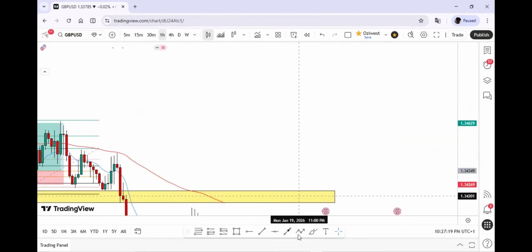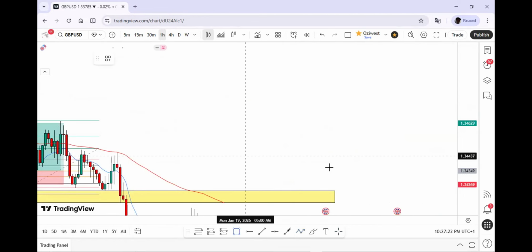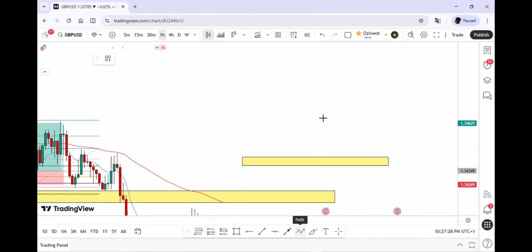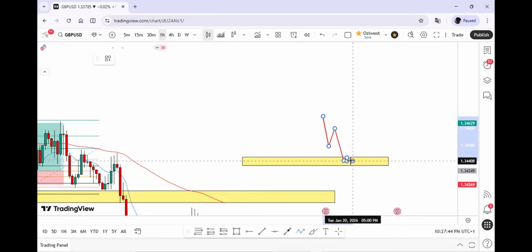So I waited for price to get to a 4-hour level of support from a downtrend. Price got to a 4-hour level of support, started to show signs of rejection, then gave me that bullish engulfing candlestick. I'm saying that bullish engulfing candlestick has closed.